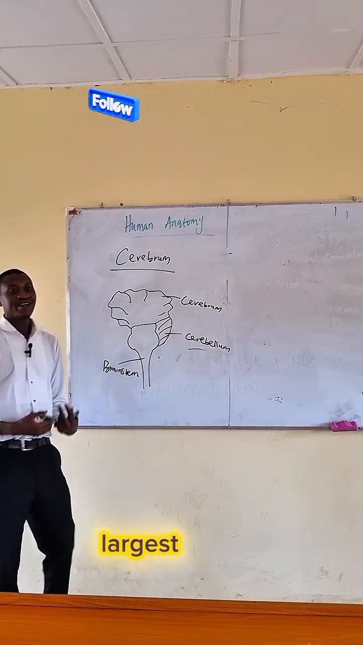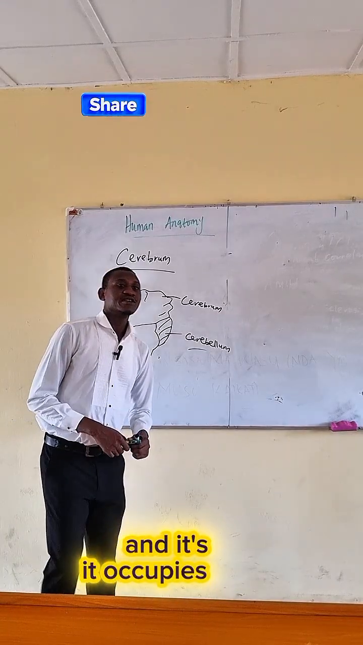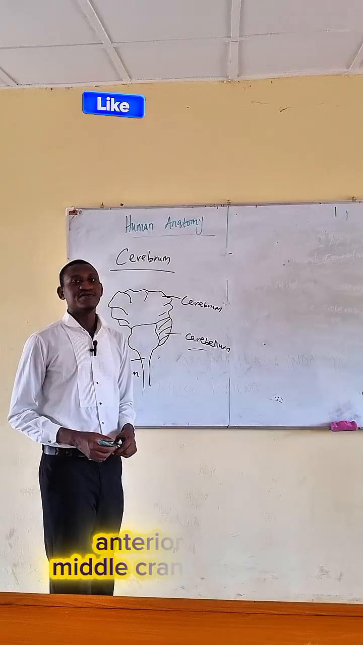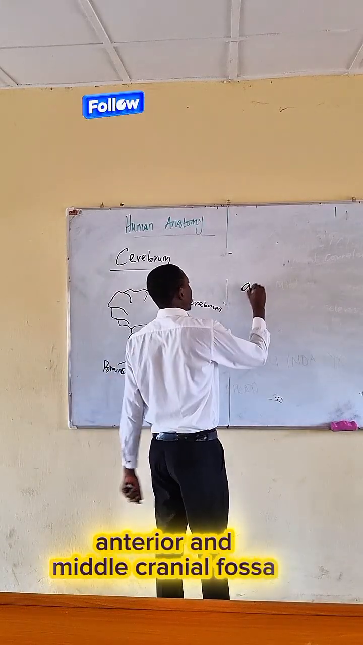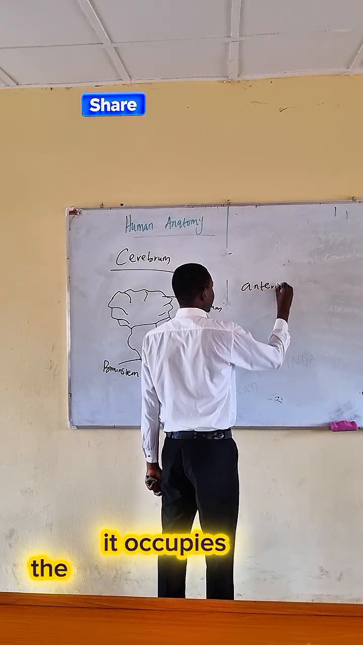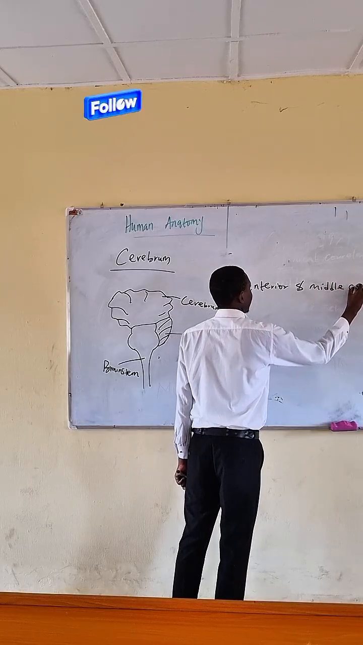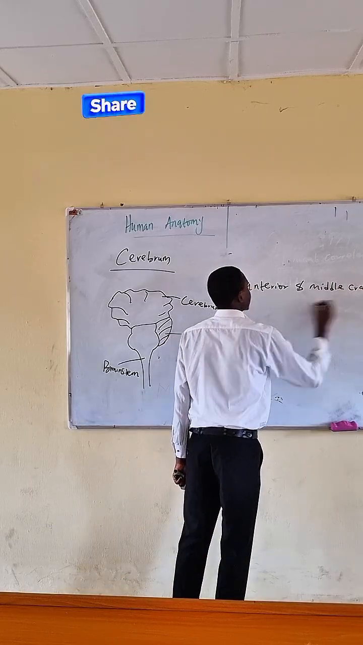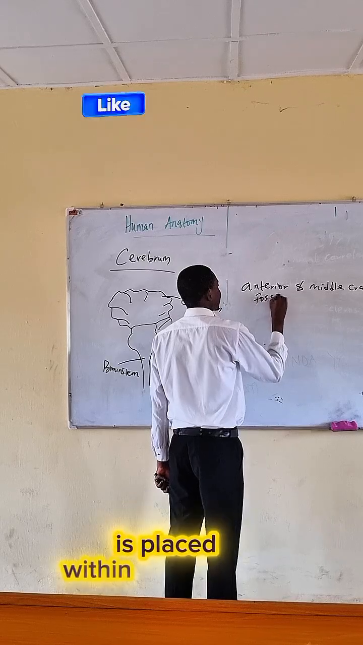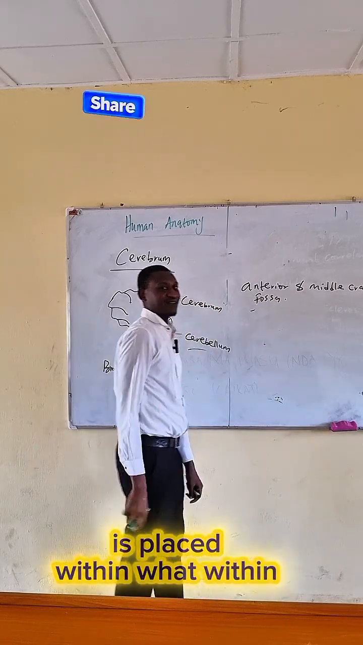So the cerebrum is the largest part of the human brain, and it occupies the anterior and middle cranial fossa. Cranial fossa is a space within what? Within the skull.